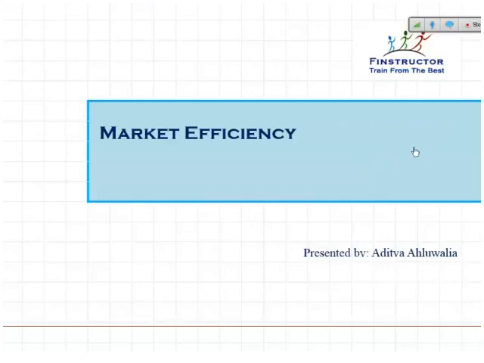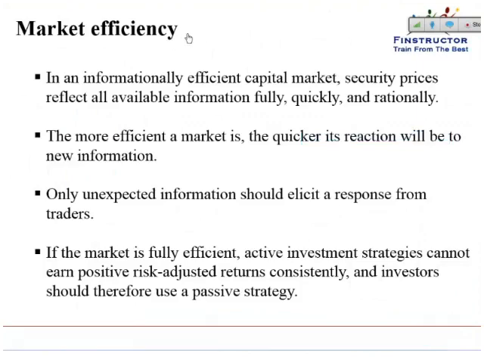We'll now begin with reading number 48 of the level 1 curriculum that will give us an introduction to market efficiency. So when we say market efficiency, in general, we mean informational efficiency. So in an informationally efficient capital market, security prices reflect all available information fully, quickly, and rationally. The more informationally efficient a market is, the quicker its reaction will be to new information.